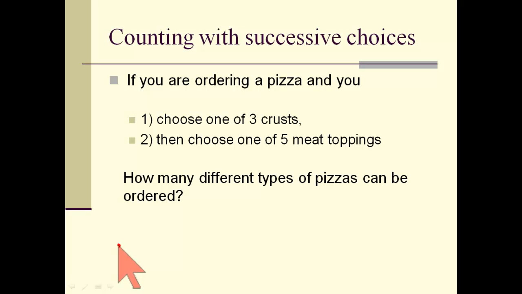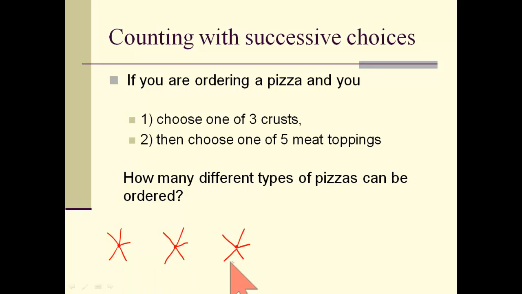Well, there are 3 types of crust, and then each of the crusts can be paired with 5 types of meat. So like with the first type of crust, there are 5 different pizzas that can be ordered with that type of crust. And then I go to the second type of crust and they're the same 5 choices of meat. So here's another 5 possibilities. And likewise with the third type of crust, there's still the same 5 meat choices. So here are another 5 types of different pizzas that can be ordered.